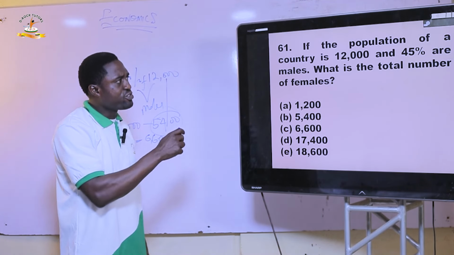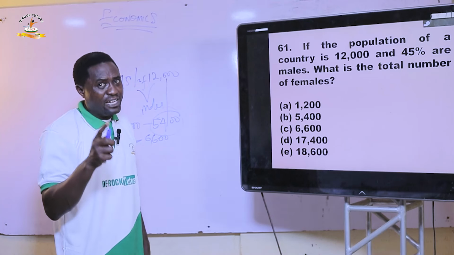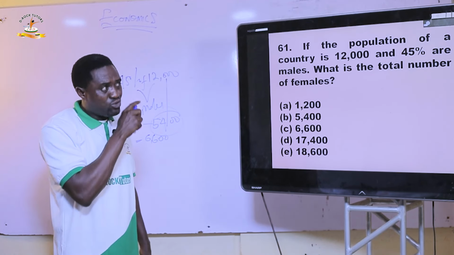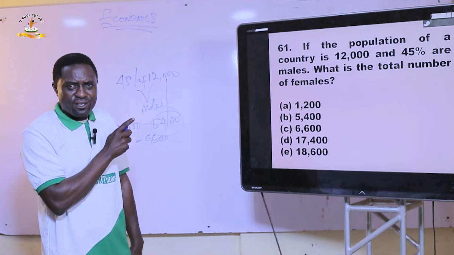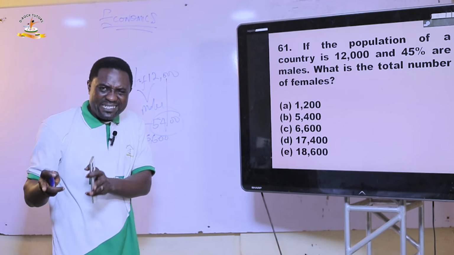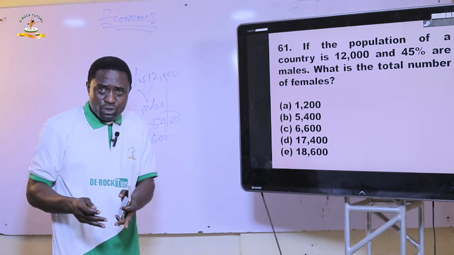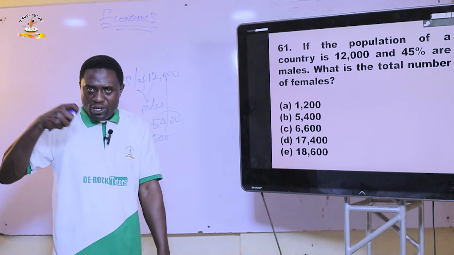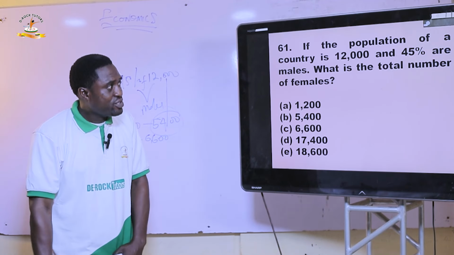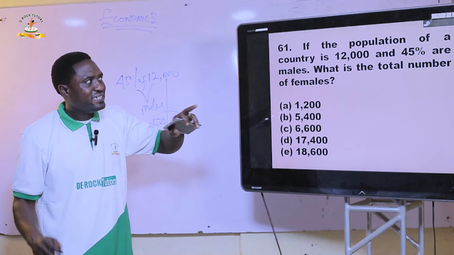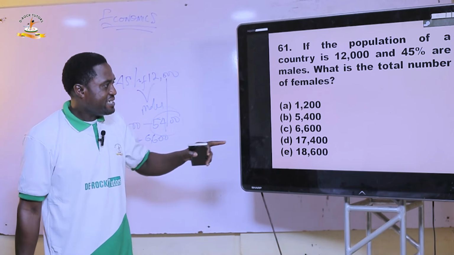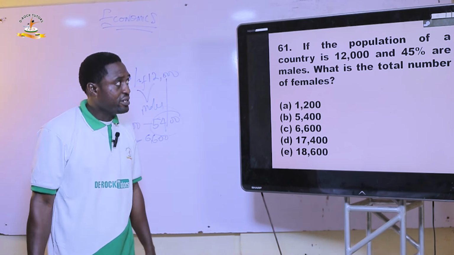If the population of the country is 12,000, how did I get it? I looked for 45% of the 12,000. It gave me 5,400. Automatically, we have the male and female in that community. So if you remove 5,400 from the 12,000, what will be remaining is 6,600. So the total number of females in that particular country is 6,600. The next question.